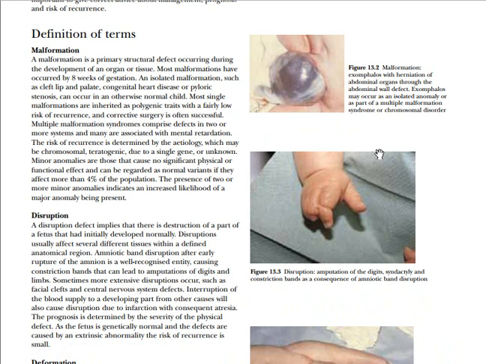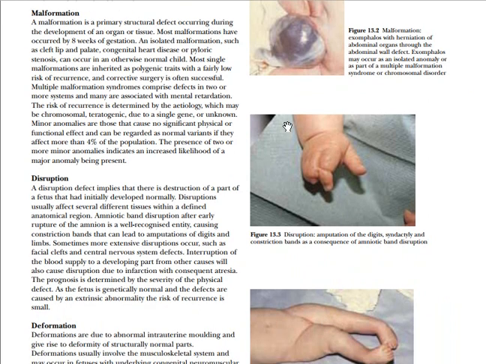Now, the next definition is going to be disruption. So what is disruption? A disruption defect implies that there is destruction of a part of a fetus that had initially developed normally. Is it clear? So here in disruption, what do we mean? We mean that a structure has developed completely and then there is a disturbance of that structure, an abnormality of that structure.